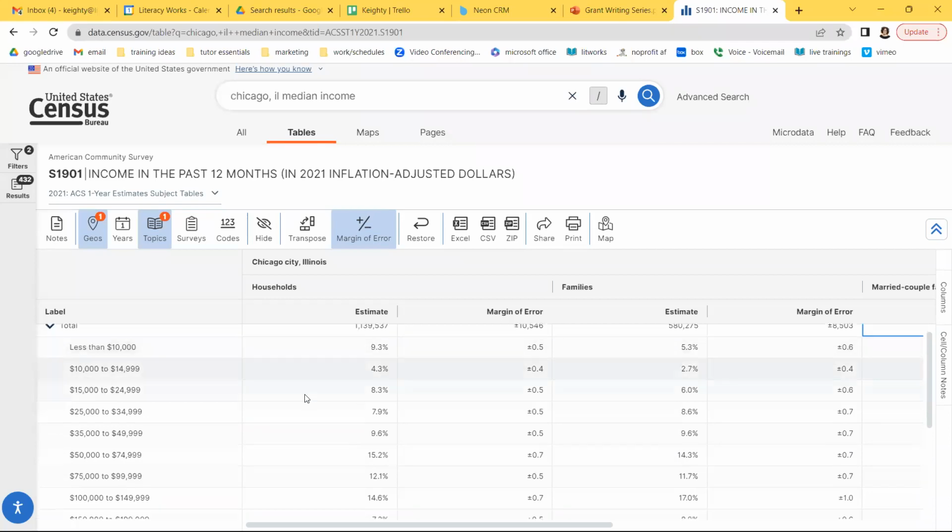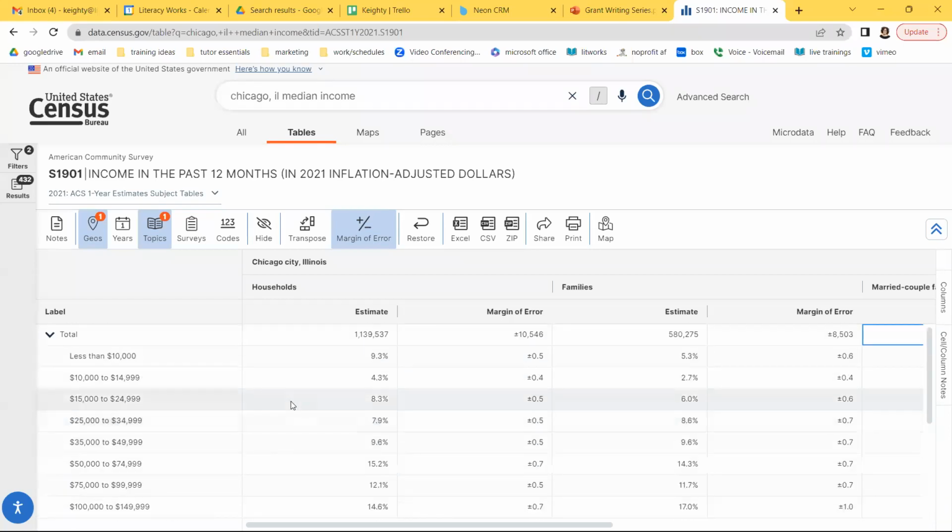So there's a lot of stuff in here that we don't need to look at. So really hone in on what you want to focus on. Like if you want to talk about households, just people in your neighborhood, that's what you look at. So don't worry about families. Just narrow in on the area that you want to look at, and then it's less overwhelming.